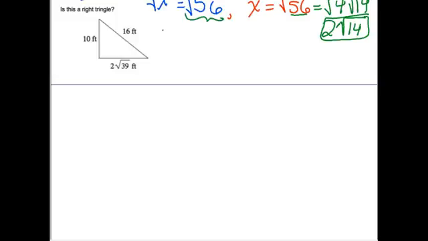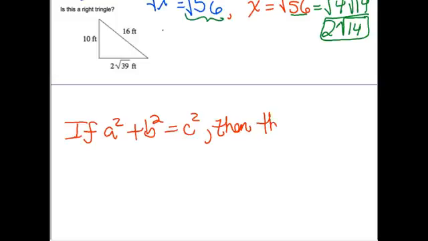A converse means to switch the if and the then. So the Pythagorean theorem says if a triangle is a right triangle, then a squared plus b squared equals c squared. Well, its converse says if a squared plus b squared equals c squared, then the triangle is a right triangle. So for you to test, you might say, well, it looks right.